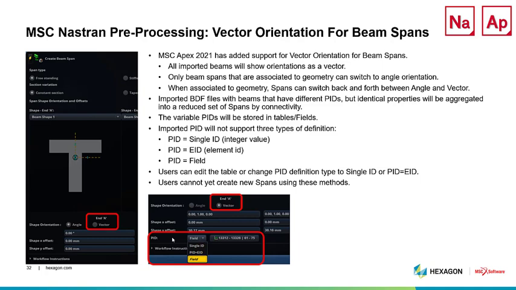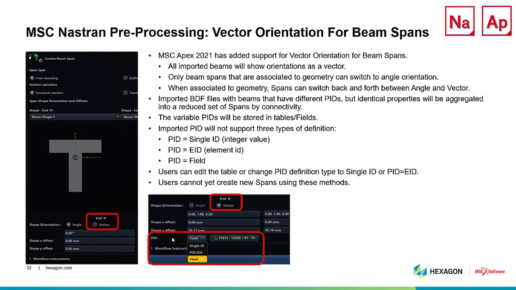Nastran pre-processing had an additional update in terms of beam spans, meaning that you can actually orient your beam spans with a vector now. You can see some examples here that you've got a new radio button where you can orient your shape based off of a vector and not just off of an angle. And then in your property ID, you can enter that as a field, or you can enter it as a single ID or an element ID. It's up to you.